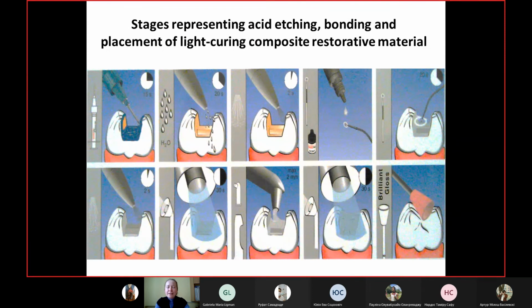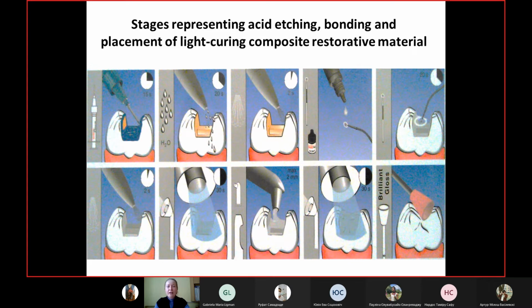Stages that represent acid etching, bonding, and placement of light curing composite restorative material. So everything starts from applying etching gel for 15 seconds, both to enamel and dentine if it is an adhesive system for light curing composite. If it is an adhesive system for chemically activated composite, etching gel is applied only to enamel because adhesive systems are only for enamel in the chemically activated resins. But in light curing, it is both enamel and dentine resin adhesive systems.